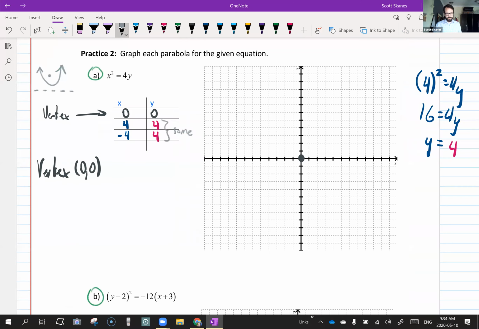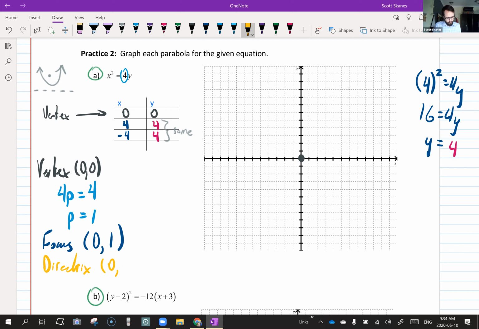What do we need now? We need the focus and the directrix. Well, okay. We know that 4p equals whatever this number is. So 4, that means p is 1. And the focus, because it opens up, it's going to go up from where the vertex is. So in this case, the focus goes up from the vertex. Up is y values, so up by 1. The directrix I can get right away. The directrix is on the other side, 0, -1.